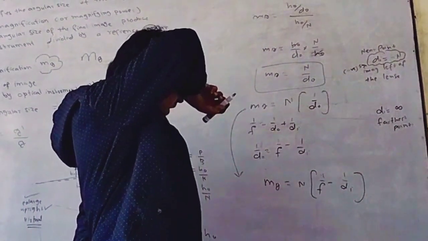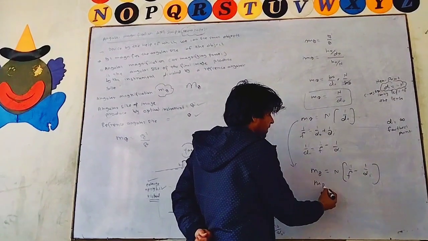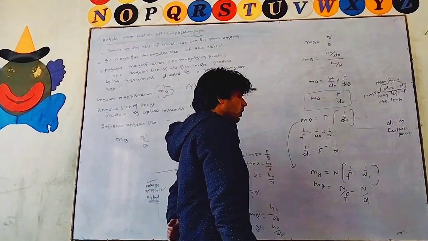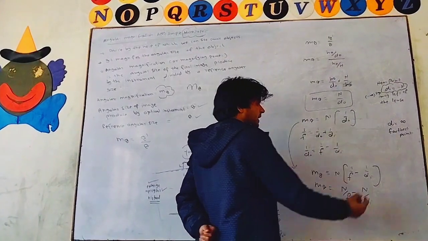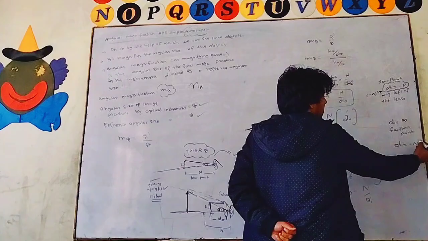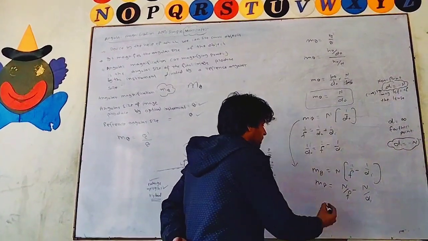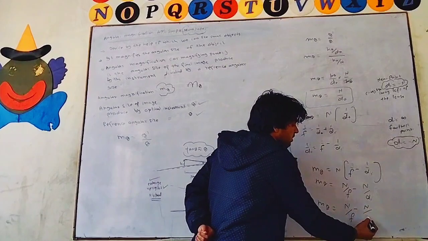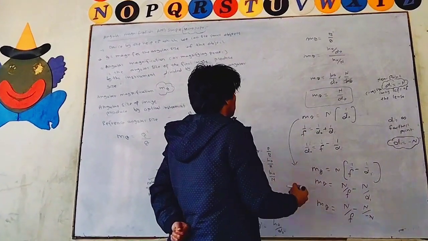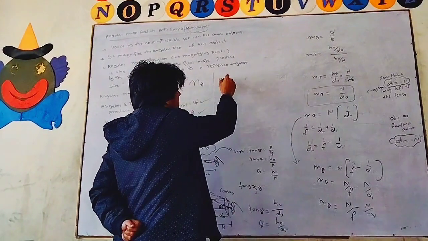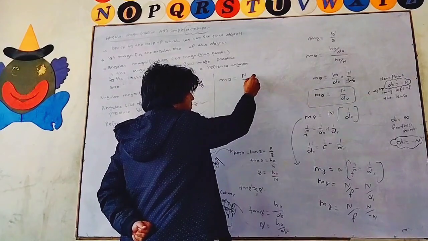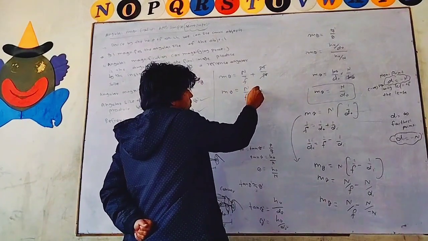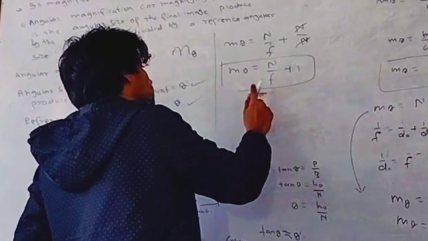Okay, now the angular magnification is equal to N by f minus N by the distance of image. Check that the distance of image must be at the nearest point, on the left side, so the distance of image is equal to minus N. So the angular magnification for the nearest point, when the image is formed on the left side of the lens, with image distance minus N, is N by f plus N by N, which cancels. Now m theta is equal to N by f plus 1. This is the angular magnification formula for the near point.